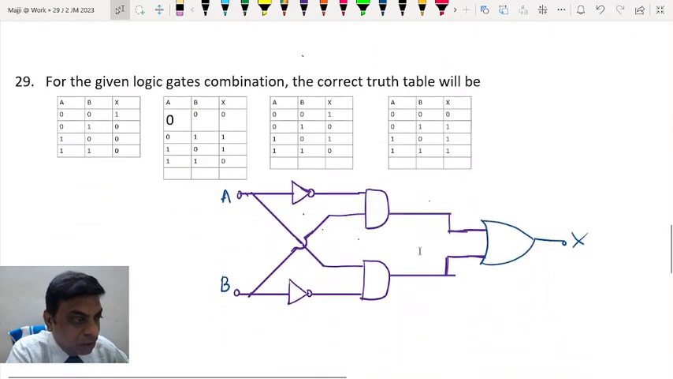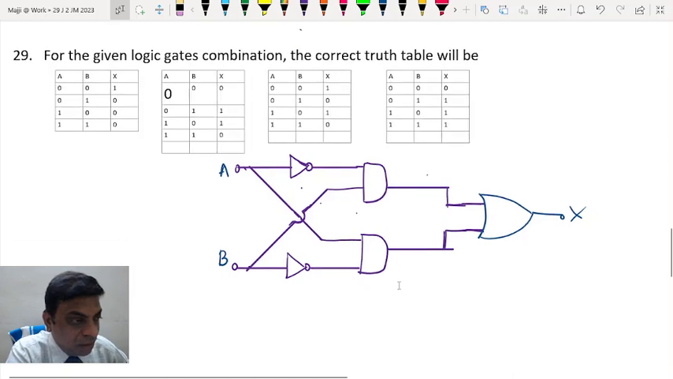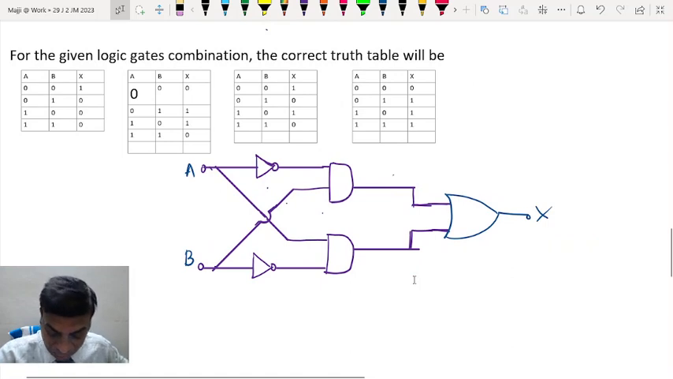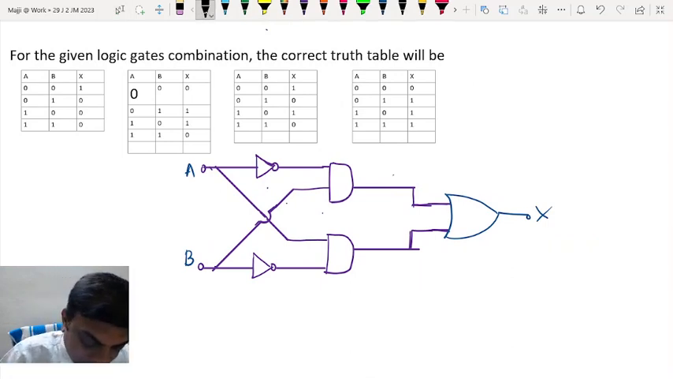Then moving on to the next question. For the given logic gates combination, correct truth table is. So students, let us dissect it step by step. We'll write down the outputs. So here, as A passes through this, it becomes A bar, and B passes through this, it becomes B bar.